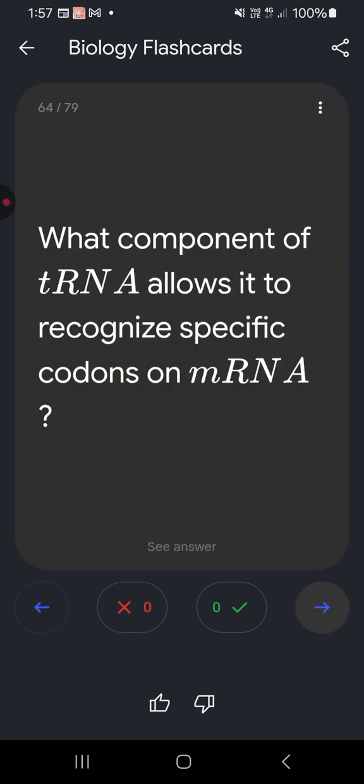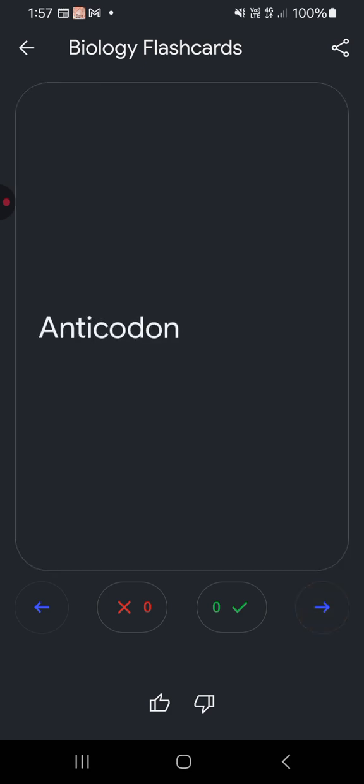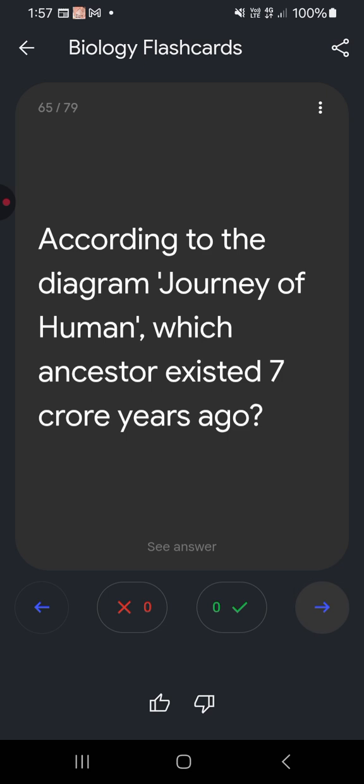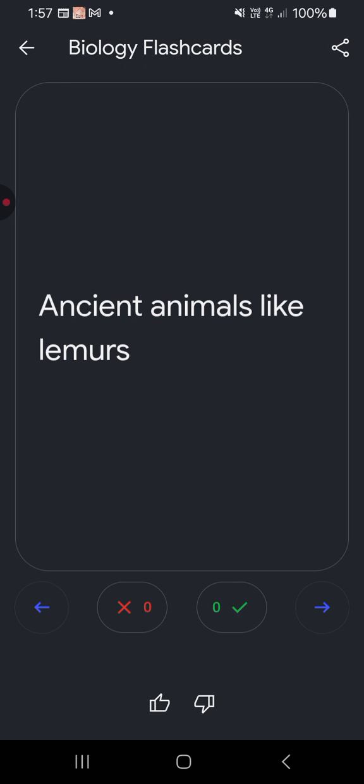What component of tRNA allows it to recognize specific codons on mRNA? Anticodon. According to the diagram Journey of Human, which ancestor existed 7 crore years ago? Ancient animals like lemurs.